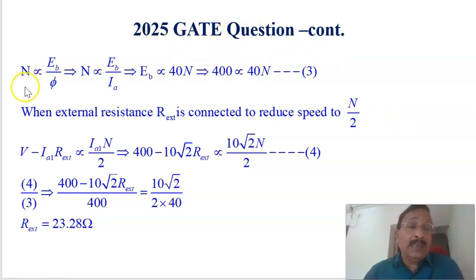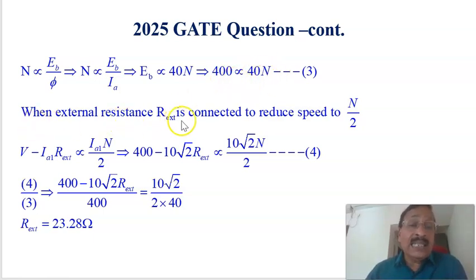Now continuing the same problem here. Again N is proportional to EB by flux. The fundamental equation is that speed is proportional to the back EMF divided by flux. Since in the series motor the flux is proportional to IA, N is proportional to EB by IA. When running at speed N, it is taking a current of 40 amperes, and the corresponding EB, already calculated, is 400. So 400 is proportional to 40 into N.